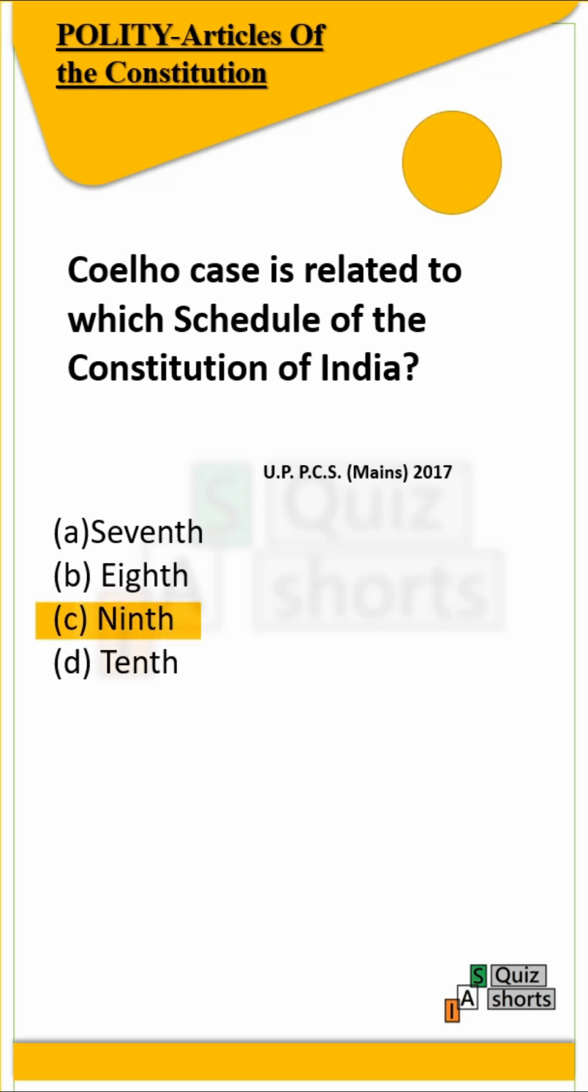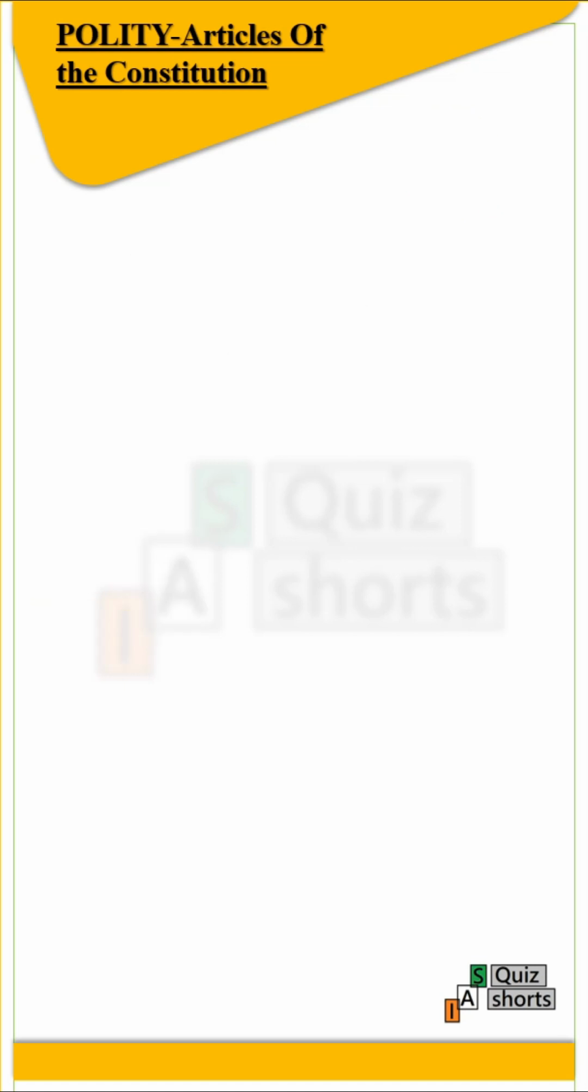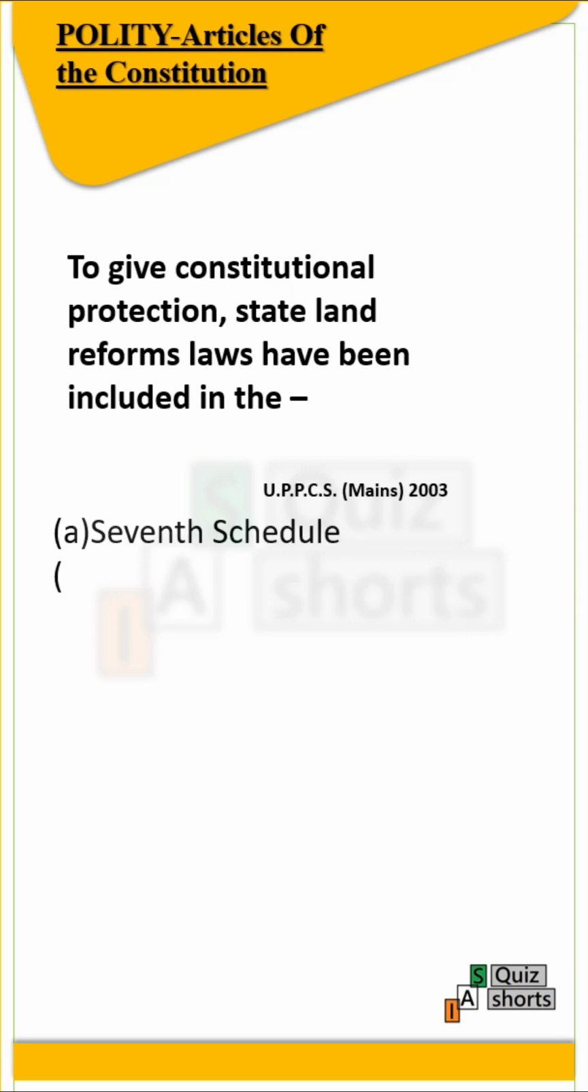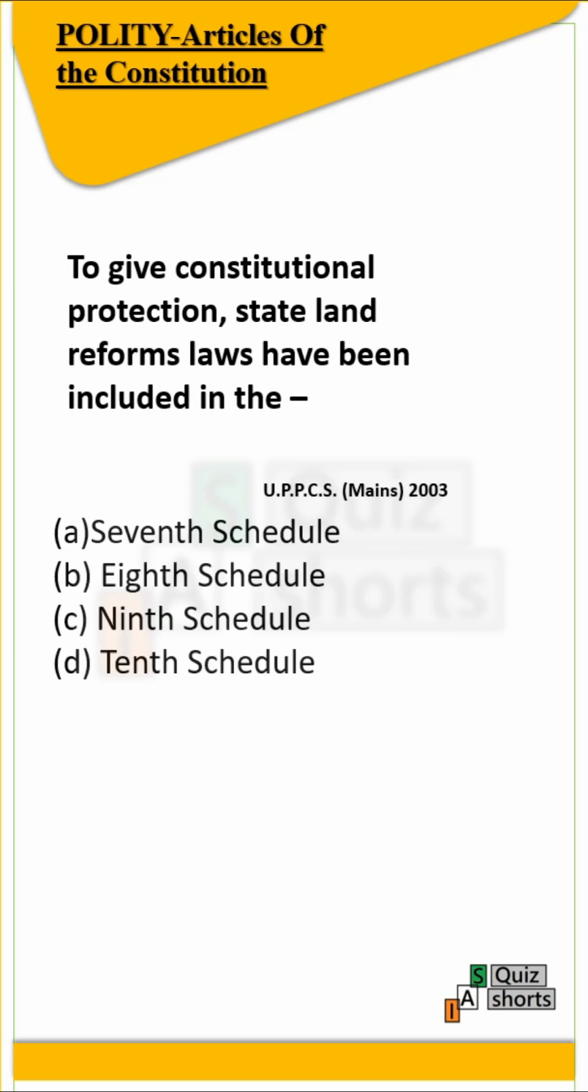Answer is C, 9th schedule. To give constitutional protection, state land reforms laws have been included in the A, 7th schedule, B, 8th schedule, C, 9th schedule, D, 10th schedule. Answer is C, 9th schedule.